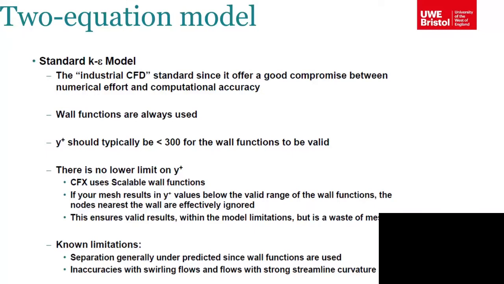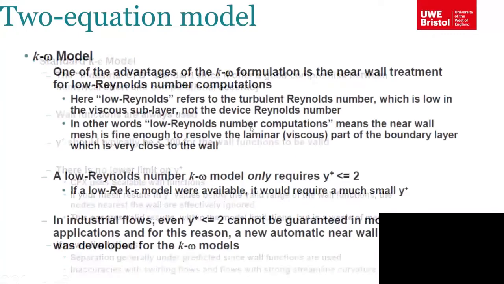In the industrial CFD standard code ANSYS, you always use wall functions. Y plus should be less than 300 for the wall functions to be used. There is no lower limit for y plus. Separation is under-predicted when you use wall functions, so definitely yes.